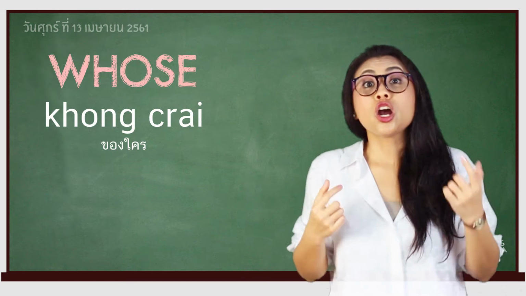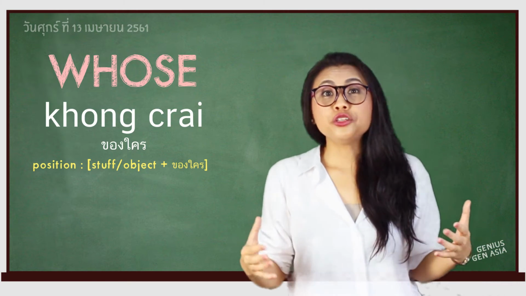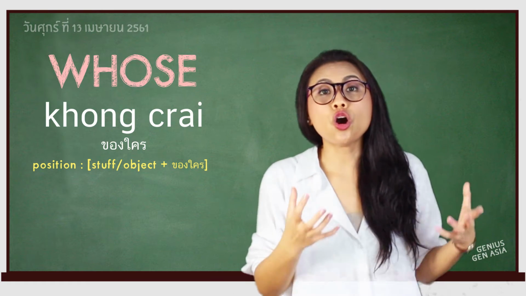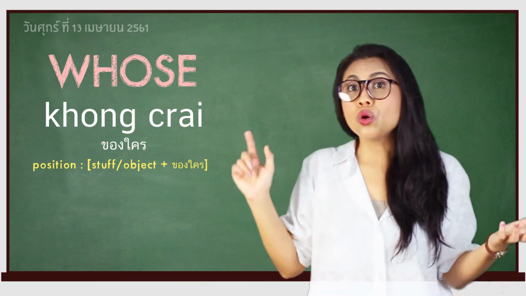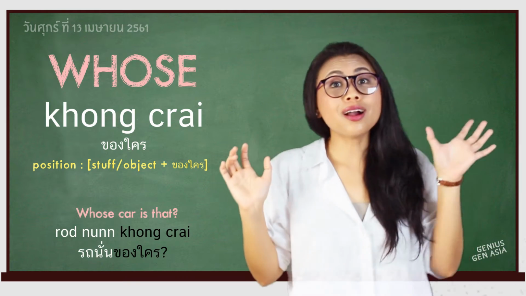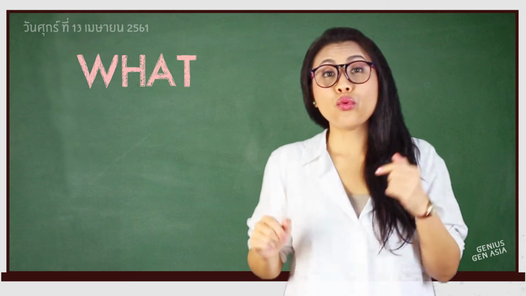Whose means ของใคร. It's super easy. You just say that stuff or that object and then you ask ของใคร. For example, whose car is that? You just ask รถนั่นของใคร. The fourth one, what, which is อะไร.